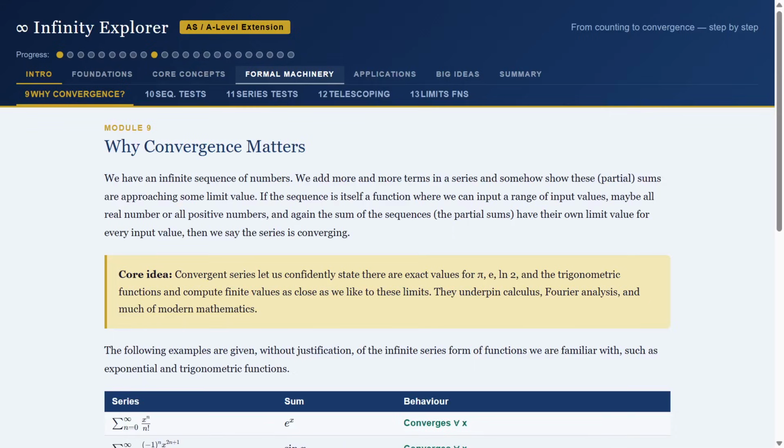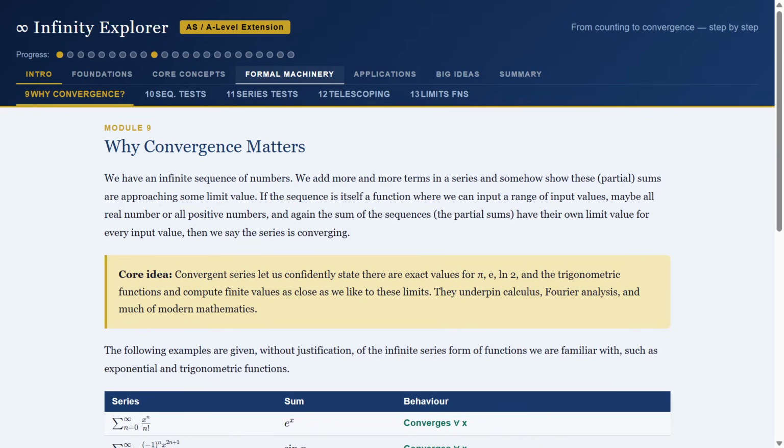Now in the app, we're going to switch to slightly more technical and formal material. I'll start with the idea of convergence. Let's say we've got an infinite sequence of numbers, and as we add more and more terms and we get a series, adding more and more terms, we create what are called partial sums. First thing we have to do is show that those partial sums are approaching some limit. We've talked about limits, even if we don't know what that limit value is.